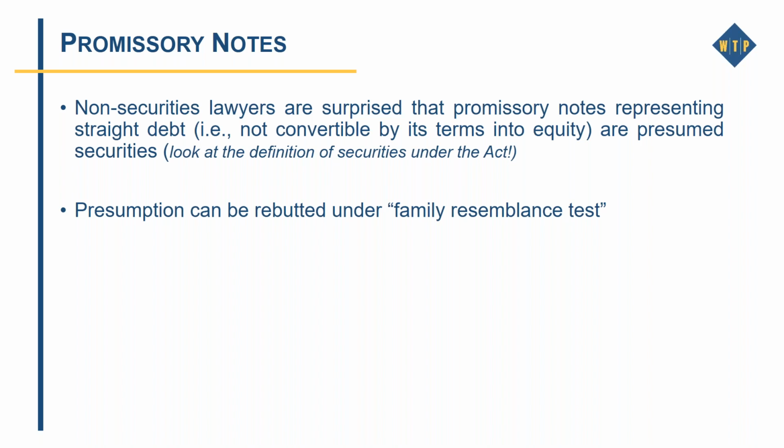And under the family resemblance test, you look at the motive. Why is the company looking for this money? And why is the person lending the money? Do they have an expectation of profit? Again, kind of touching on the Howey test. The other piece you look at under the family resemblance test is, how is the note, quote unquote, distributed? Is this note being issued, and will it be held by the person who actually lent the money to the company? If that's the case, it looks less like a security.